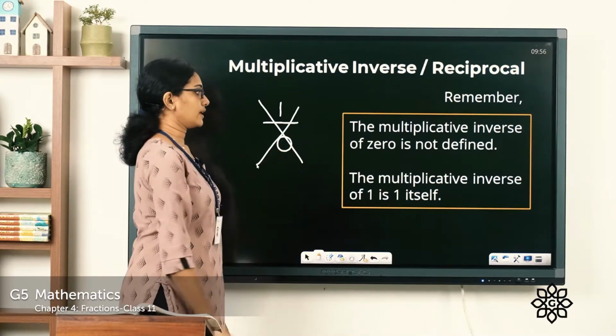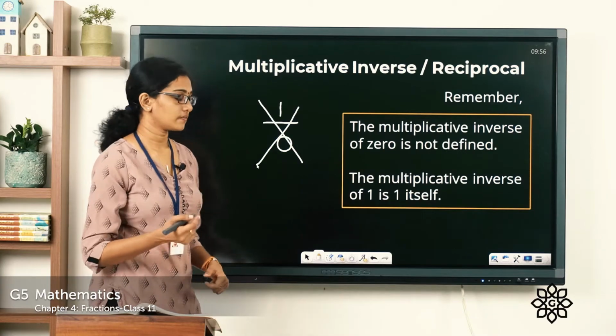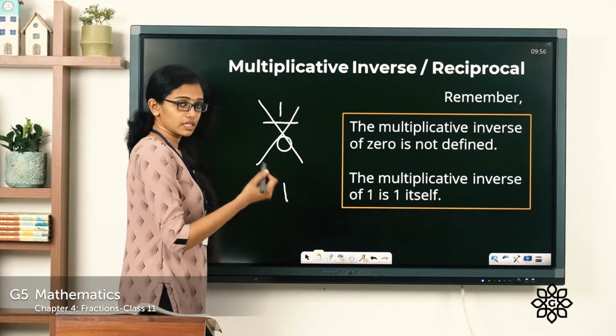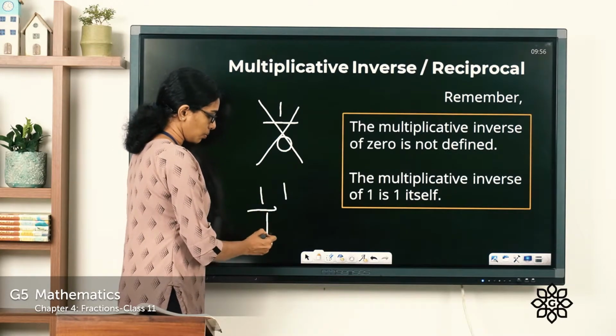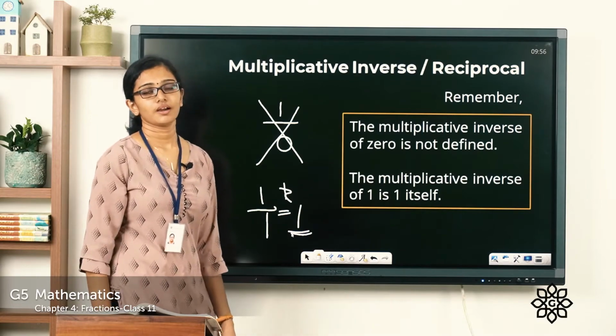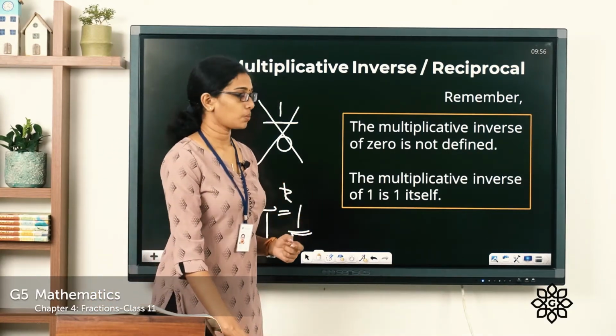Now, the multiplicative inverse of 1 is 1 itself. You have the number 1, when you take the inverse or the multiplicative inverse, it would be 1 by 1, right? And what is 1 by 1? Any number divided by 1 is 1 itself. So, the multiplicative inverse of 1 is 1 itself.